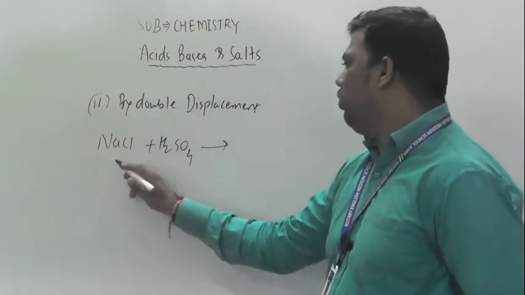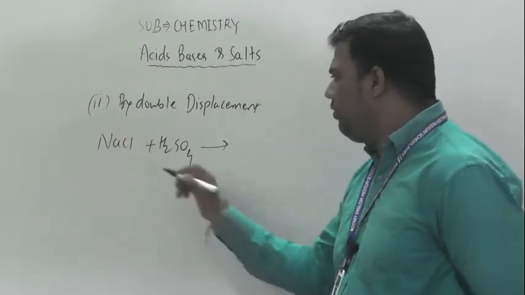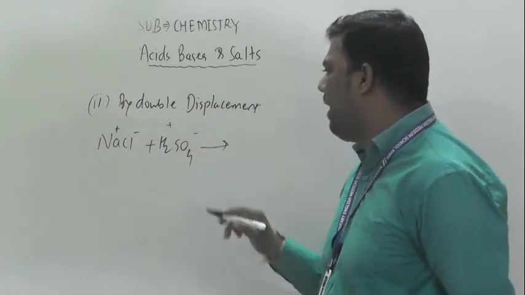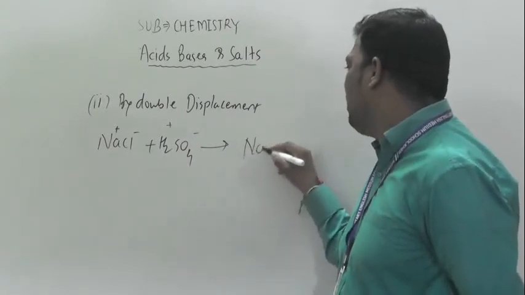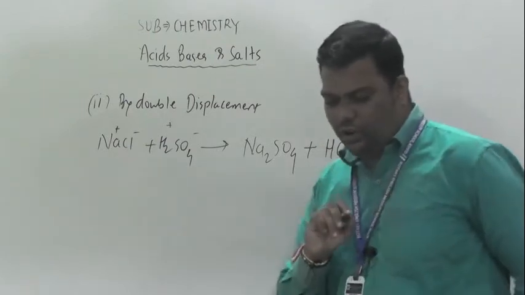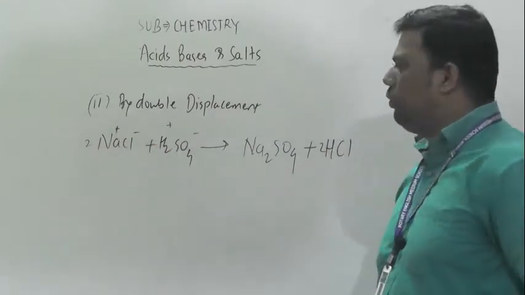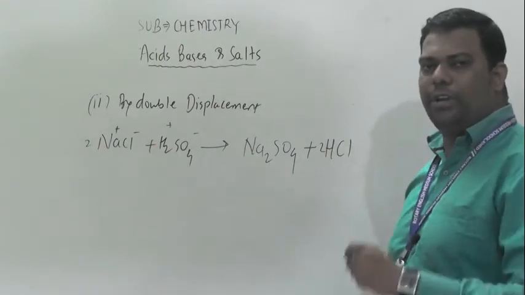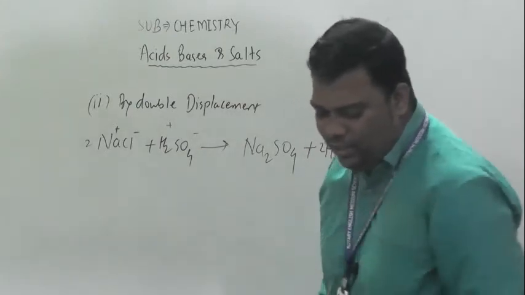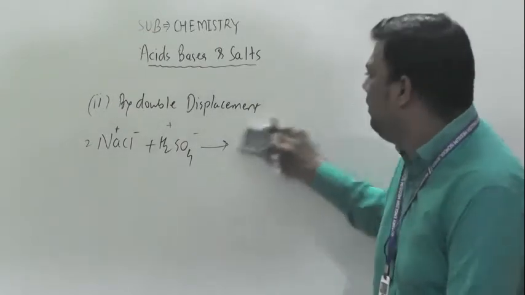As you know, wherever possible we will break that. So Na plus Cl minus, H plus SO4 2 minus. So what will happen here? Na2SO4 plus HCl. Got my point? For balancing, take 2 here, and here also 2. Understood? So this is preparation of acids by double displacement method.